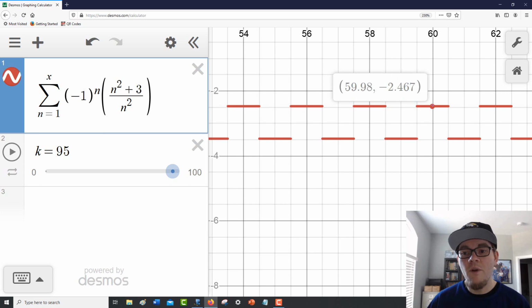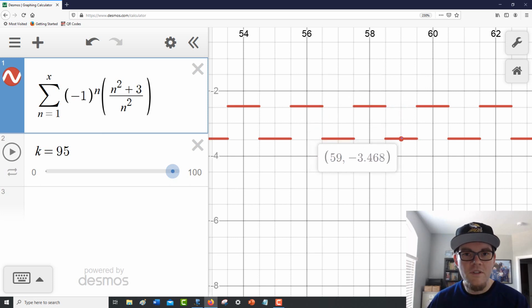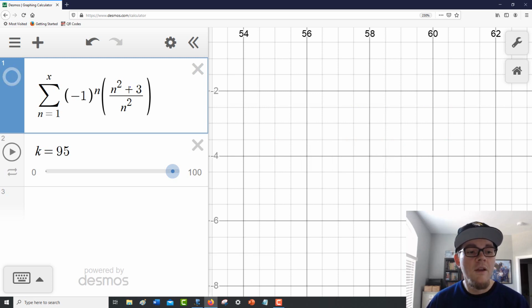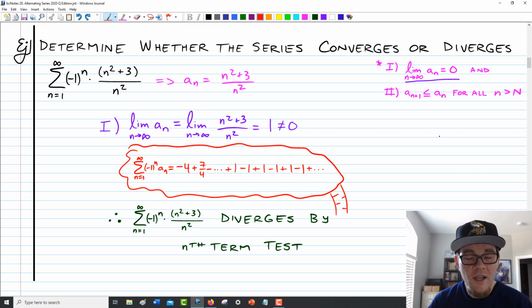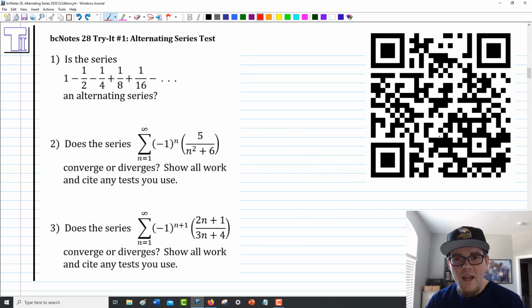I think it was like negative 2 point, yep, there it is. Negative 2.467, negative 3.468. That's where we're at. That's the nature of what we're looking at. So if you were curious, there's part of your reason why this would diverge. Just keep in mind, I'd say the bigger mistake here is not that people forget that this diverges, or maybe hopefully not even that they don't understand why, but specifically that it diverges by the nth term test, not by the alternating series test.